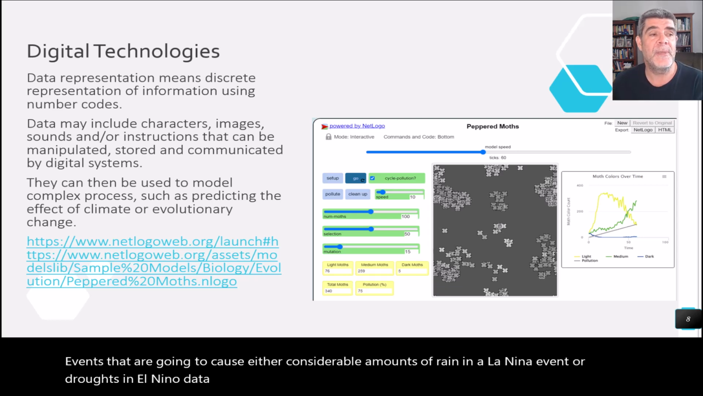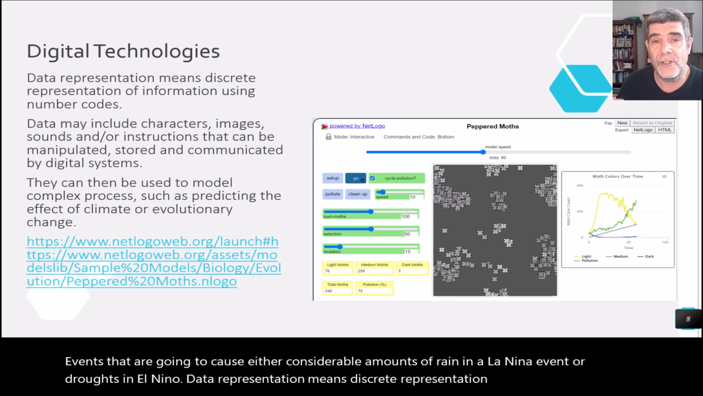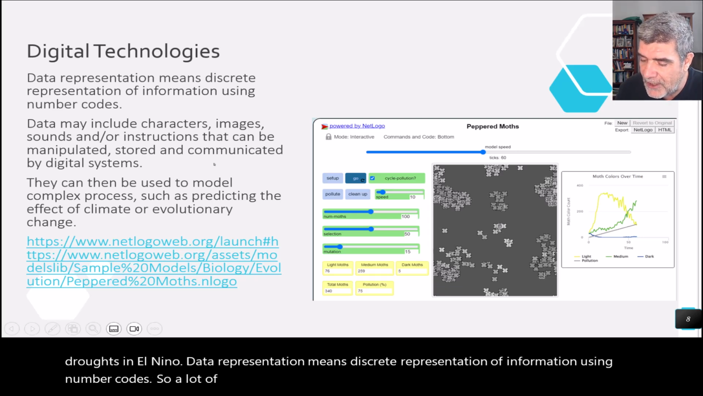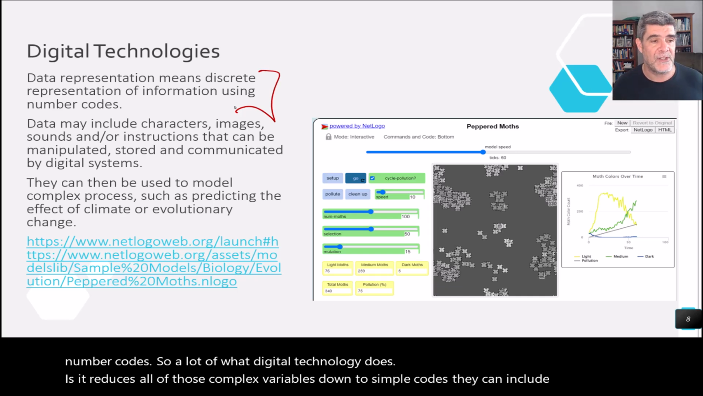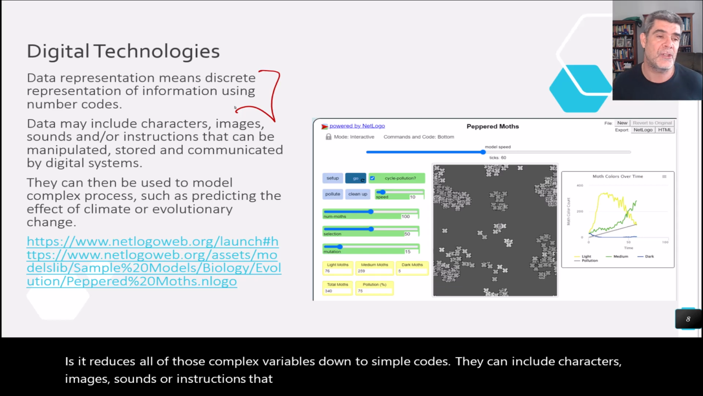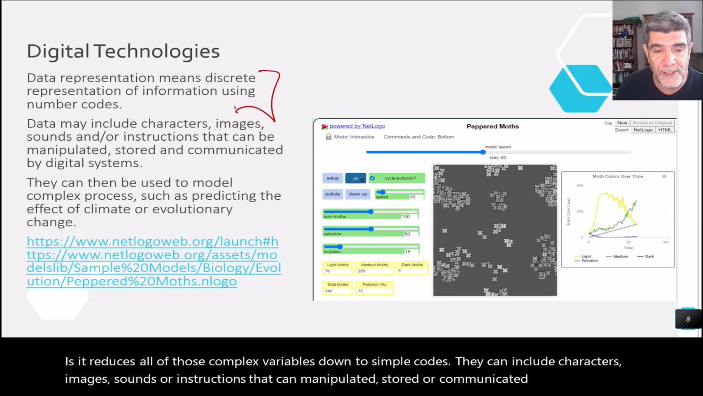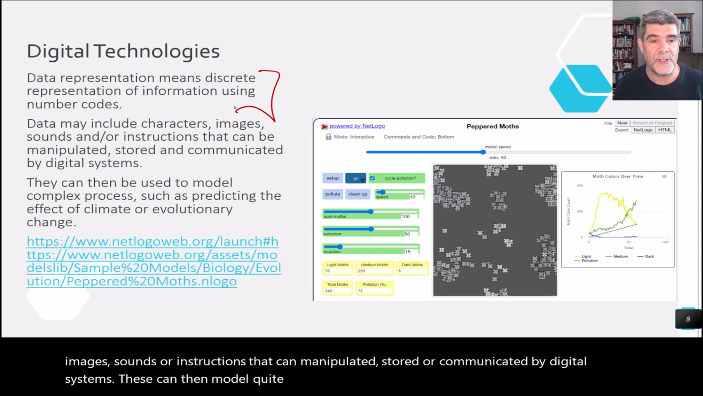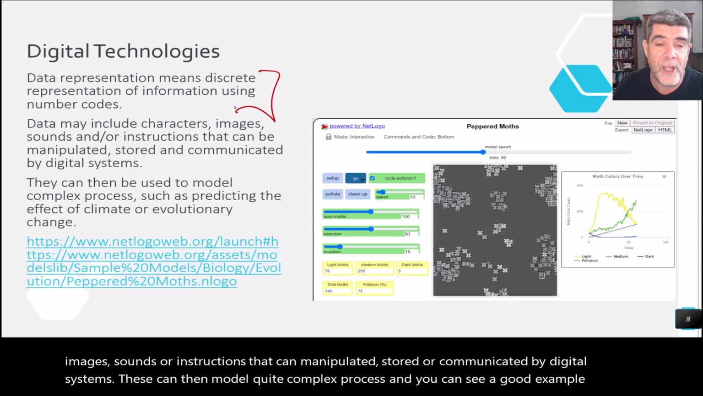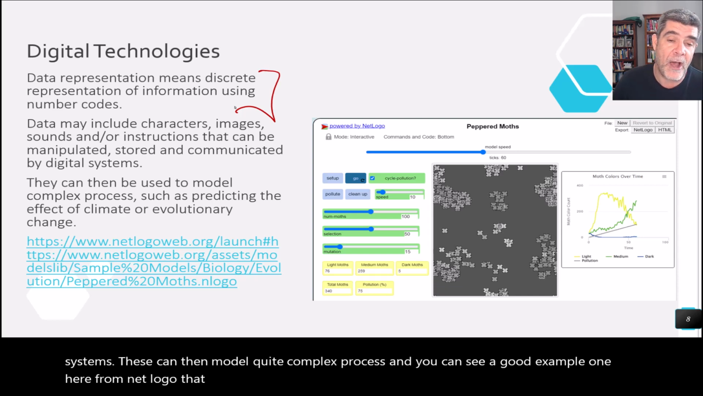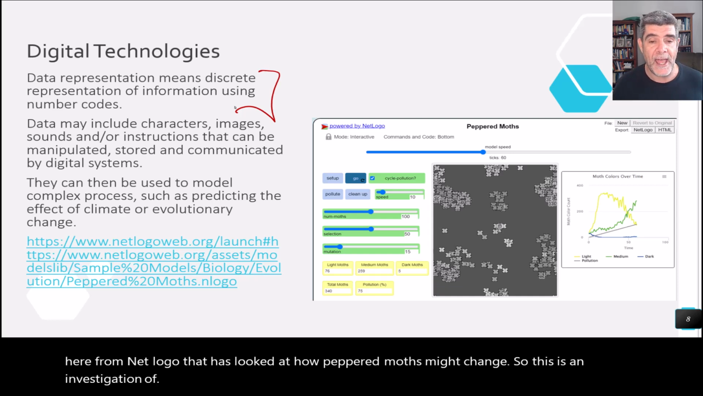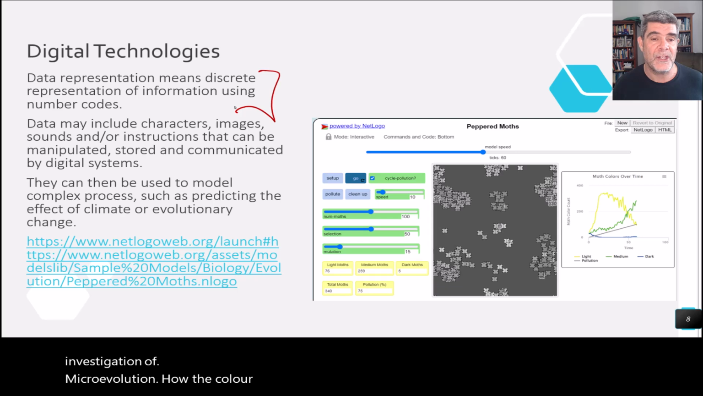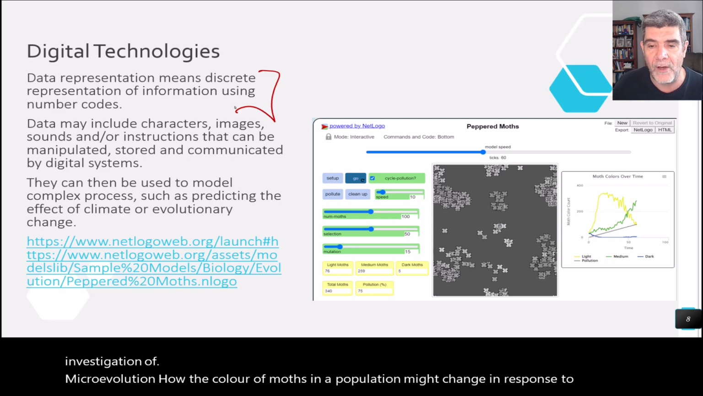Data representation means discrete representation of information using number codes. So a lot of what digital technology does is it reduces all of those complex variables down to simple codes. They can include characters, images, sounds, or instructions that can be manipulated, stored, or communicated by digital systems. These can then model quite complex processes, and you can see a good example here from NetLogo that has looked at how peppered moths might change. So this is an investigation of microevolution, how the color of moths in a population might change in response to different types of environmental factors.